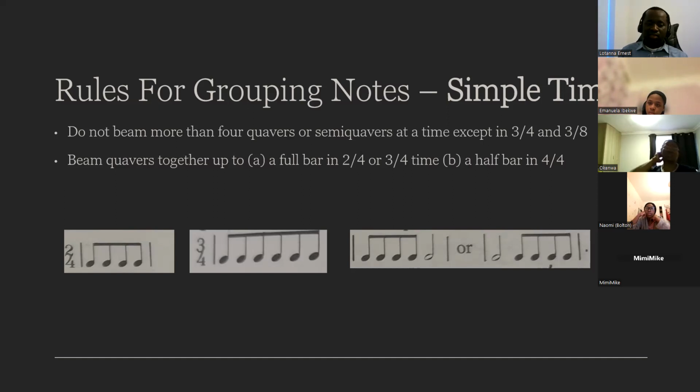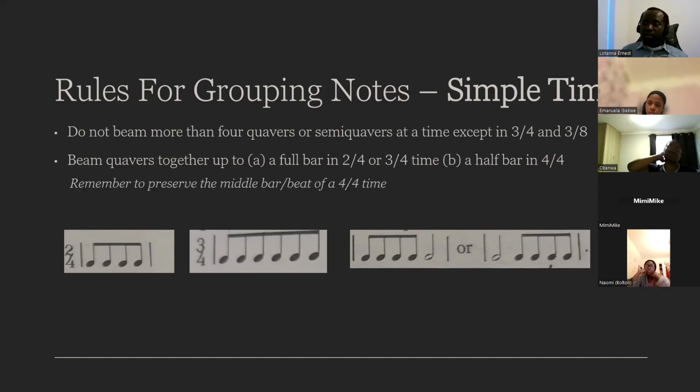I guess we've talked about that also. Now remember to preserve the middle. Remember to preserve the middle bar or the middle beats of a 4/4 time. If you look at the 4/4 time, we did the first and the second beats together, then the third and the fourth beats together. So you have to preserve that middle, right? Very important. That's why you don't tie everything together.